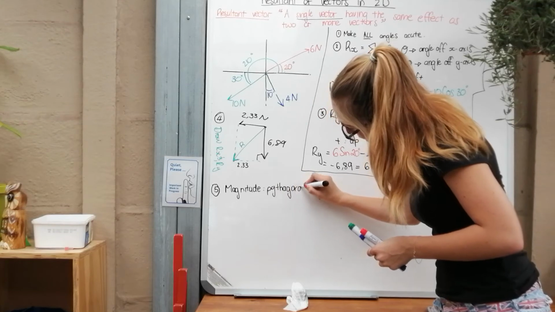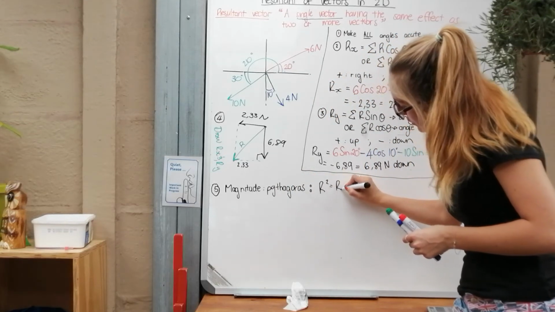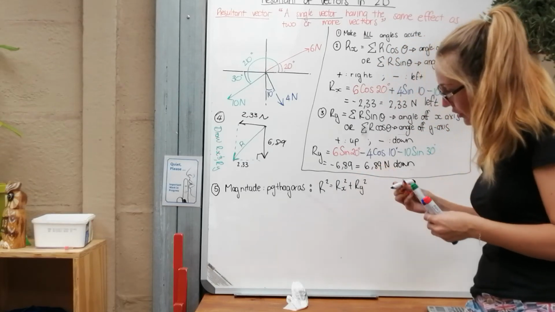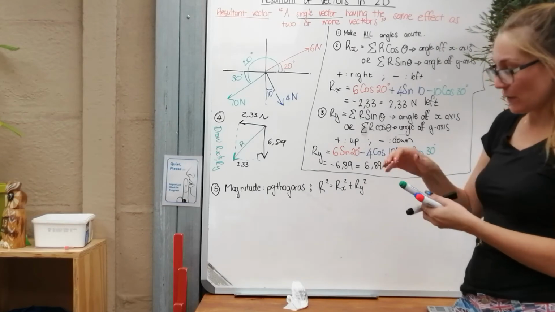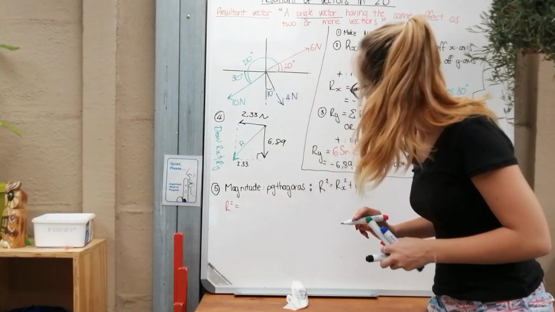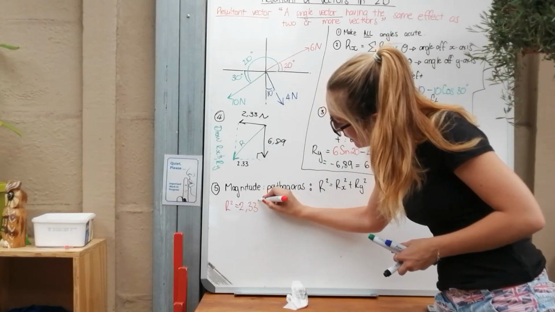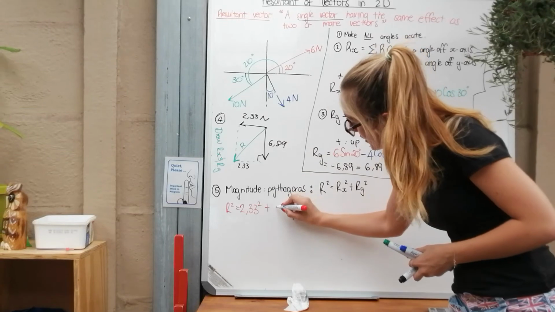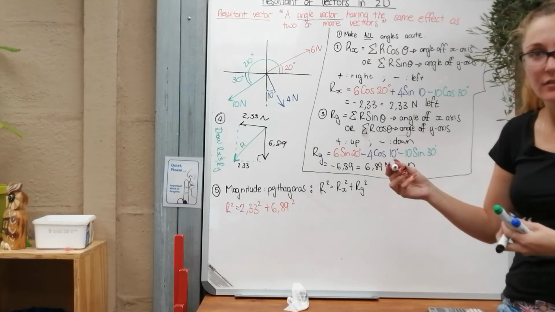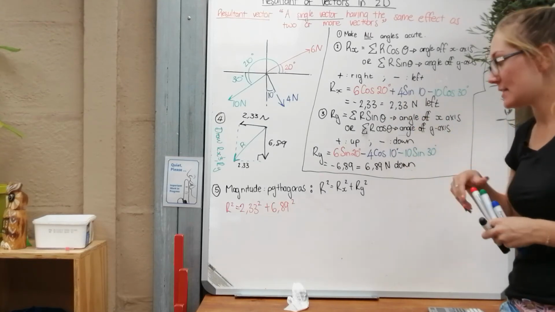Okay, so if you're doing it this way, you're going to find that the resultant squared is equal to the square of the x component plus the square of the y component. So let's go ahead and do it. We want r, so r squared equals, my x component is 2.33, my y component is 6.89. Note I'm not including the fact that they were negative. We're looking at the magnitude of those vectors. We'll deal with the direction later.